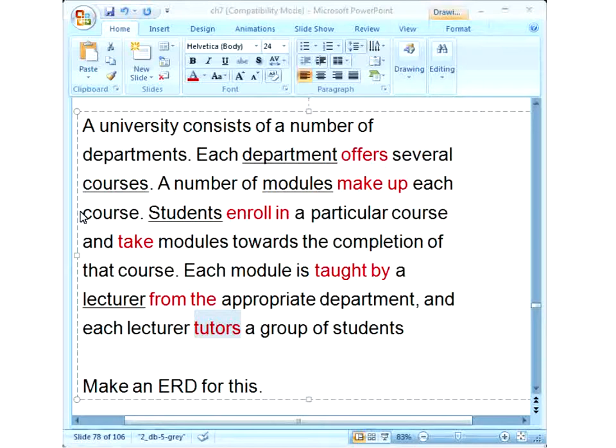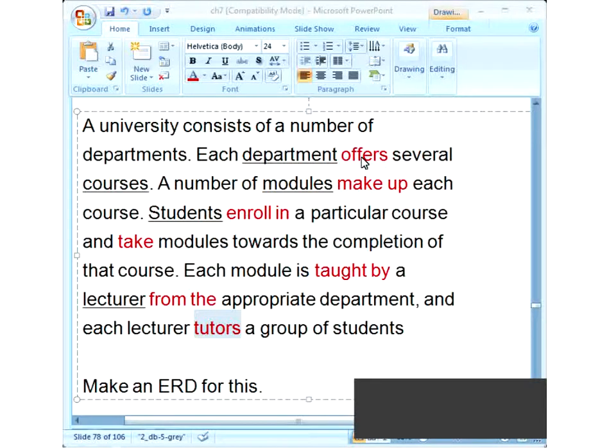Okay, so now there is a relationship between department and courses of offers. Now we have to see what kind of relationship it can be. It can be one-to-one, it can be one-to-many. Now it's written that each department offers several courses. So it means it is a one-to-many relationship. From the department end it will be one, and from the courses end it will be many.